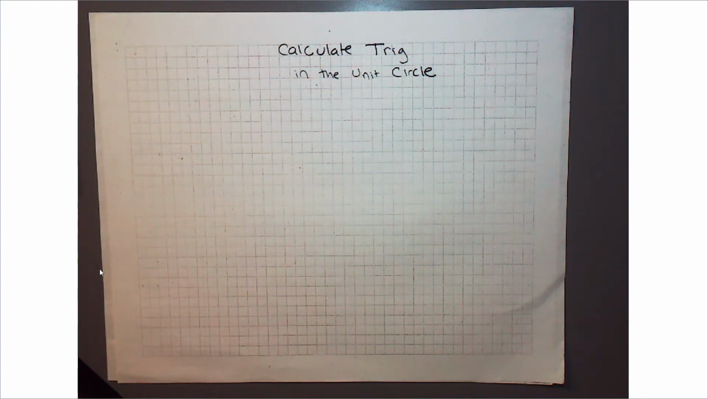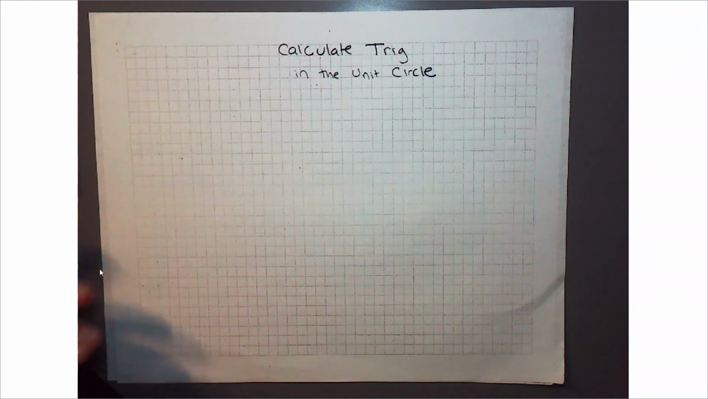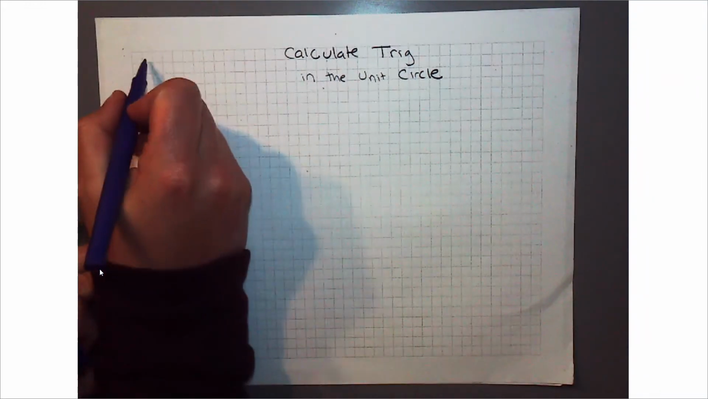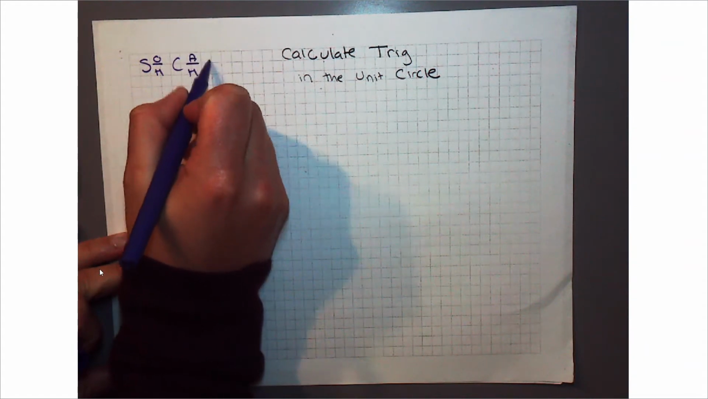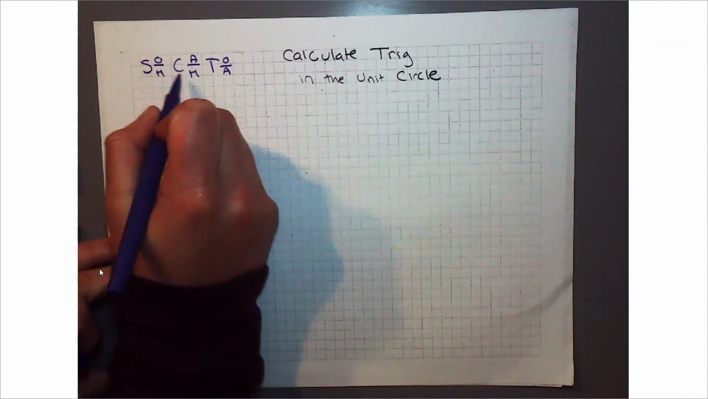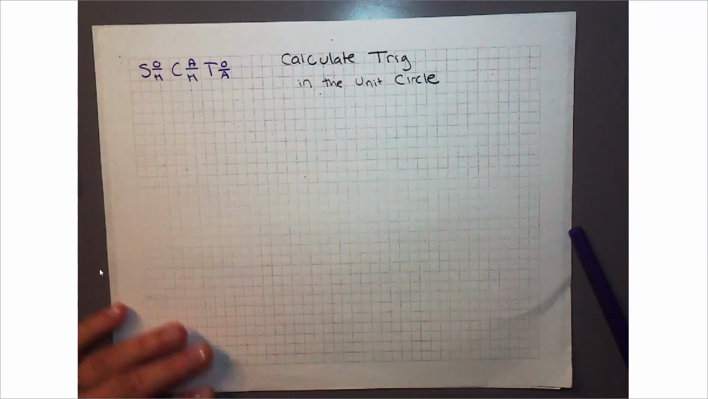In this video, we're going to cover how to calculate trig values in the unit circle. The method that we'll be using is by creating some of our special right triangles and then setting up the ratio for sine, cosine, and tangent. For this, we're going to be referring back to SOHCAHTOA to help us remember what sine, cosine, and tangent represent.